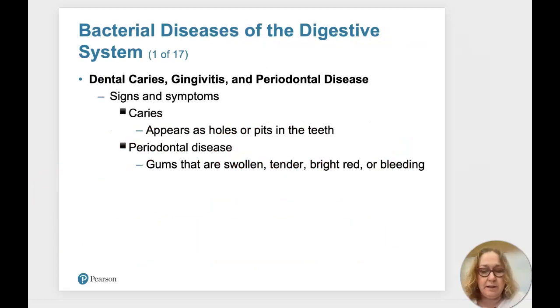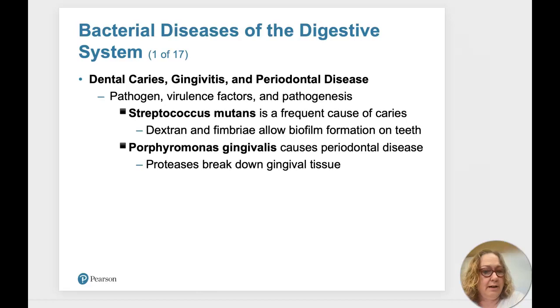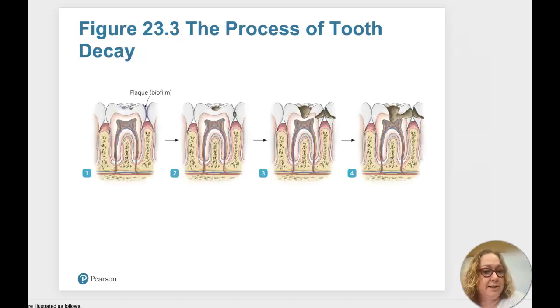Okay, this is definitely the part where you're going to want to brush your teeth. Gingivitis, periodontal disease. Basically, it appears as holes or pits in your teeth. Periodontal disease is when your gums are swollen and tender. And again, that's going to be your Streptococcus mutans and your gingivalis. So both of these cause periodontal disease. So again, you get that plaque. It's a biofilm, right? Oh my gosh, biofilm. We've said this word before. Yay, biofilm. So the biofilm is going to build up over time. It's going to start to eat away at that plaque. And then you're going to get these giant holes.